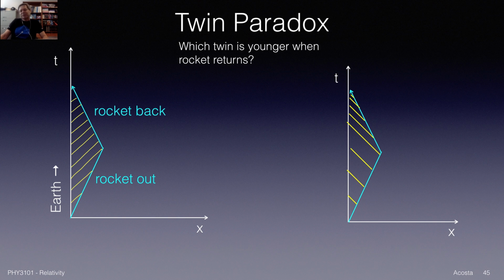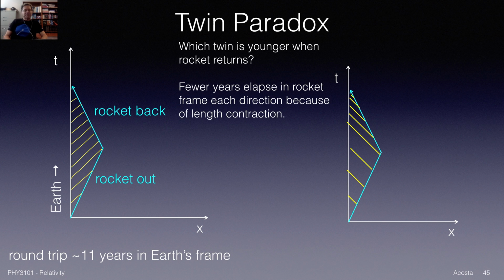All right, let me just put some numbers just for example. Let's suppose the round trip for the rocket to leave Earth and come back is 11 years. So there are 11 birthday signals sent from the Earth, okay? And what we can say, though, is in the frame of the rocket, for the twin that was the astronaut, fewer years will elapse in each direction because of length contraction. So now imagine you're on this blue world line and you're heading out on the rocket. Actually, let's take the one on the right diagram. You're heading on the rocket.